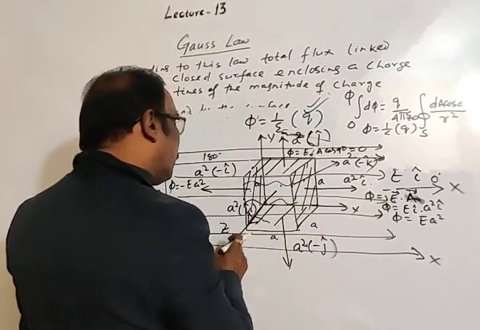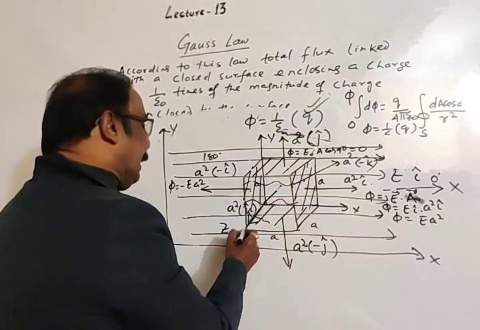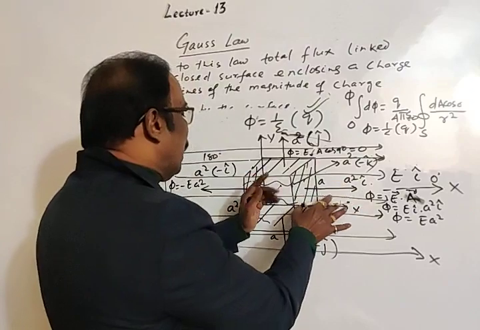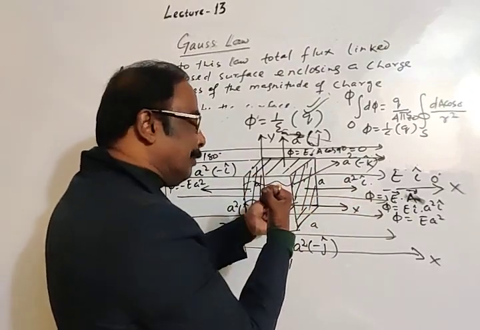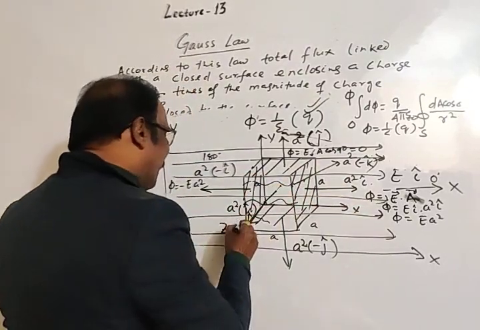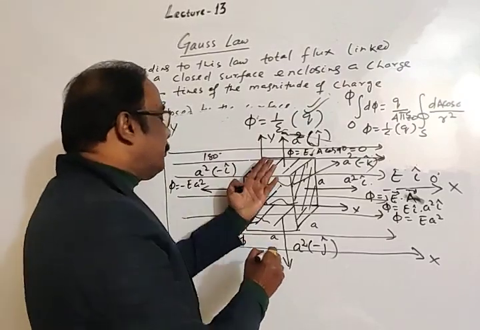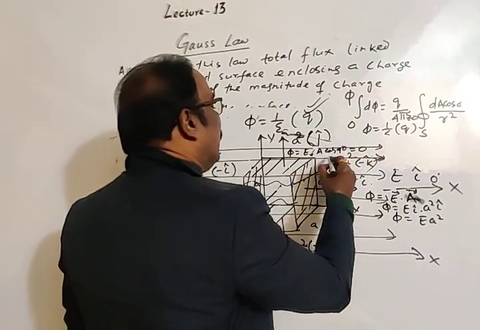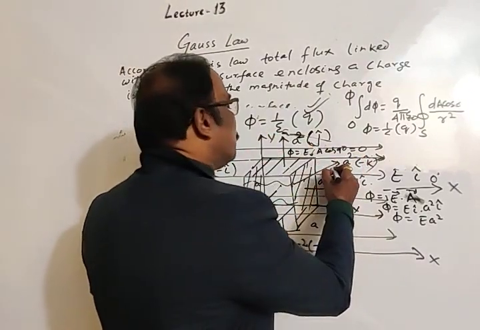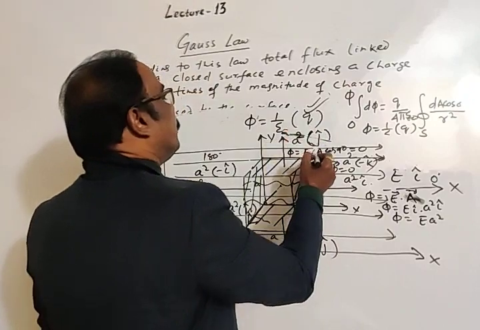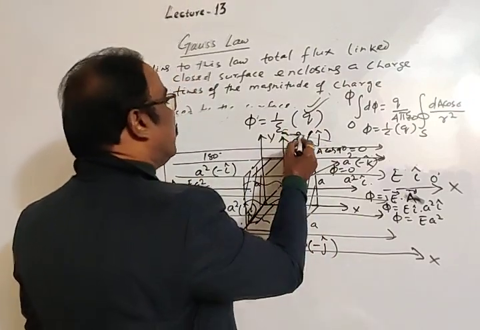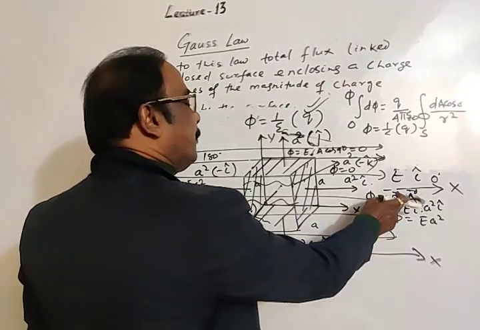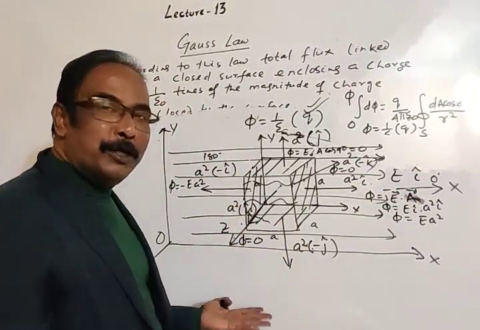Then regarding the front surface, electric field is E, along x-axis, and area vector is along z-axis. So again, theta is 90 degree and from the front face, flux is 0, and accordingly flux from back face is also 0. Then this is positive, this is negative, resulting flux is 0.